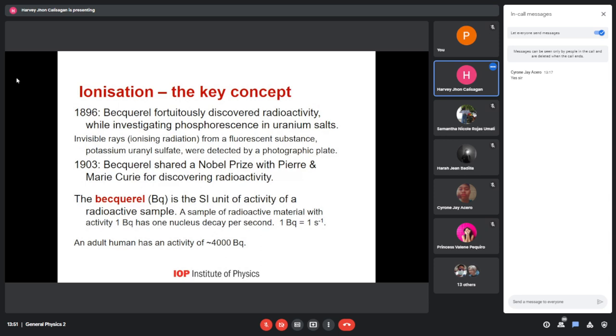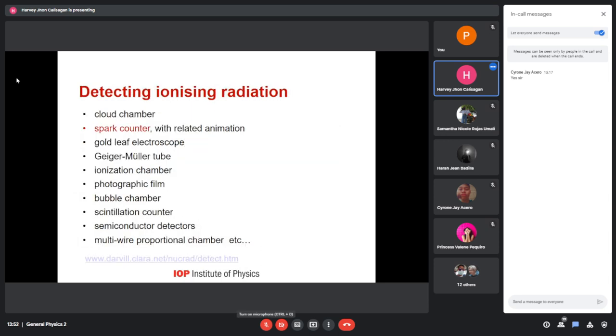Okay, what other things were used to detect ionizing radiation? First, from the cloud chamber to the gold leaf electroscope, Geiger-Müller tube, ionization chamber, photographic film, bubble chamber, scintillation counter, semiconductor detectors, and also multi-wire proportional chamber and tracking. So we have many ways to detect ionizing radiation. But take note, the most common one is the machine, no? Because you build the machine because of the radiation.